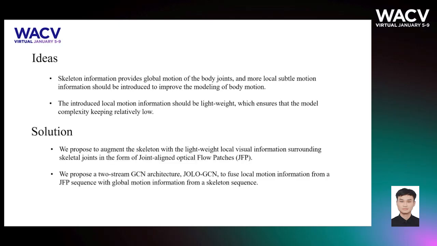So, we propose to augment the skeleton with the lightweight local visual information surrounding skeleton joints in the form of joint-aligned optical flow patches, JFP. And we propose a two-stream GCN architecture, JOLO-GCN, to fuse local motion information from a JFP sequence with global motion information from a skeleton sequence.